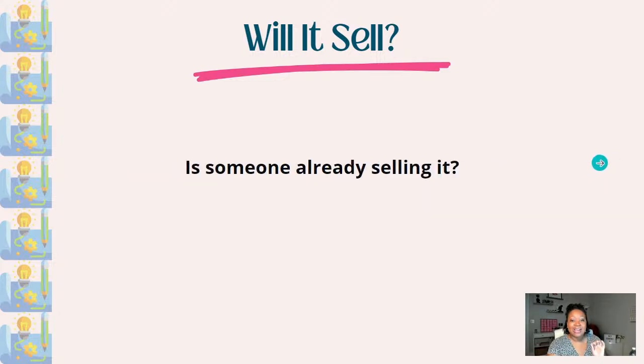First question is, is someone already selling it? I know it sounds weird because so often we think, oh, we have to reinvent the wheel. We have to create something totally unique and totally different. That's not true. It doesn't mean copy what someone is doing. It just means if someone's already selling a type of program that you see yourself selling, and you see that they're having success with it, go with it, because that means there is actually a market for it.